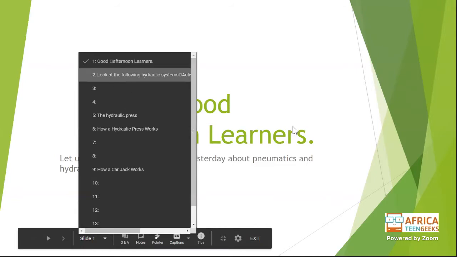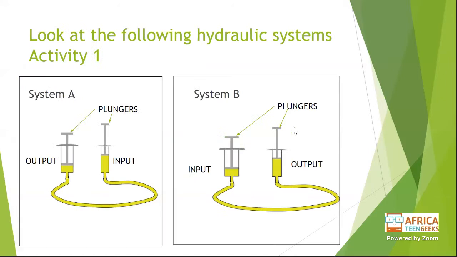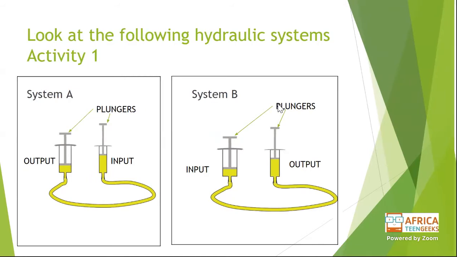Let us look at the following hydraulic systems. We have system A and system B. System A shows two syringes of an unequal size. Remember yesterday, we made videos of a pneumatic system and a hydraulic system. Now, these systems were of cylinders that are of an equal size and an unequal size.